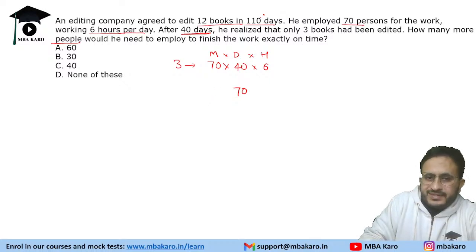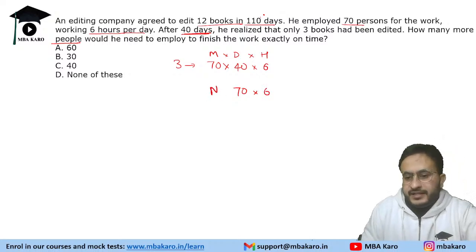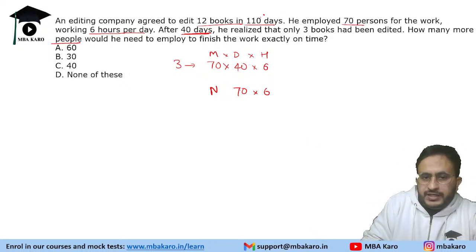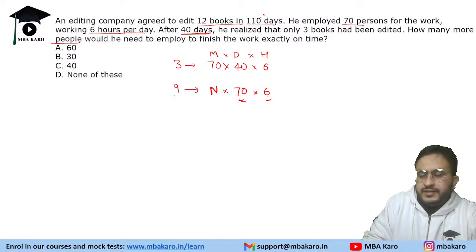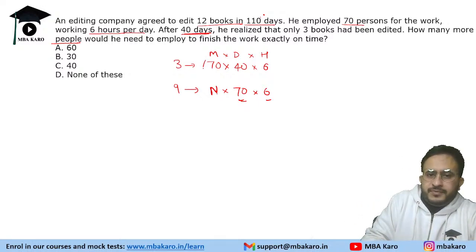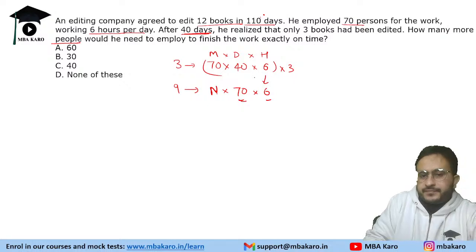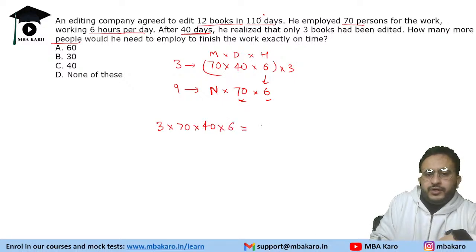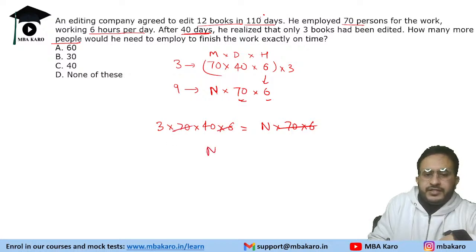Okay, and how many hours? Hours is 6 only. We need to find the number of men that are needed. Okay, so he has 70 days to complete the task. Hours worked are 6 only, and he needs n men, and he needs to edit 9 books, right? So three books have been edited, so we have to edit 9 books. So that means it is 3 times of this. So we can say 3 into 70 into 40 into 6 is equal to n into 70 into 6. So 70 into 6 can be cancelled. So n is equal to 120.